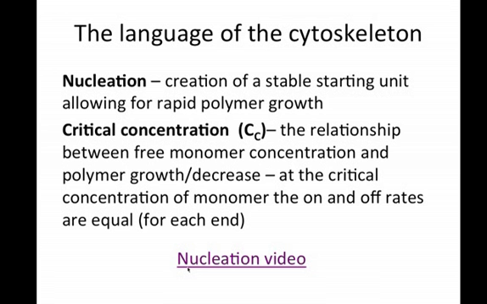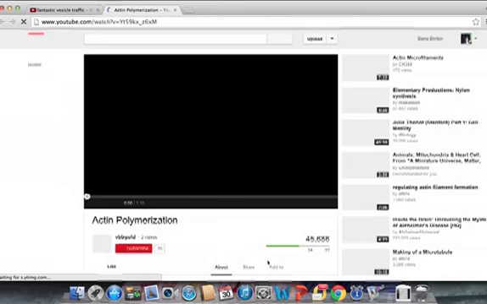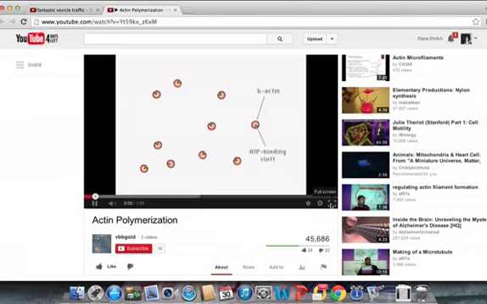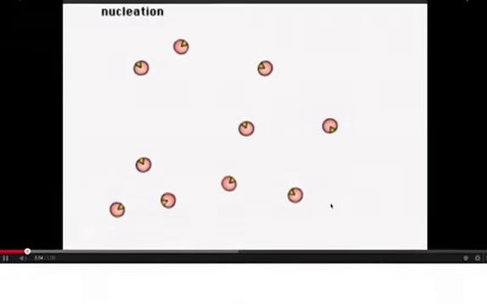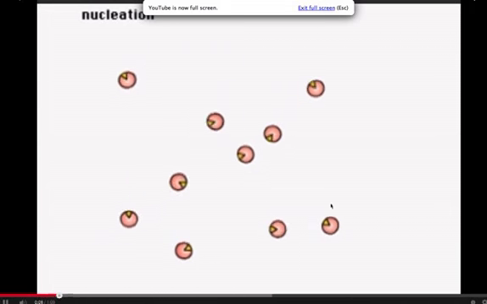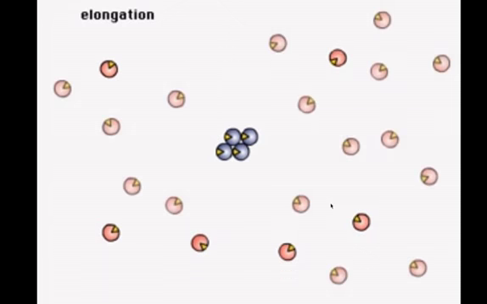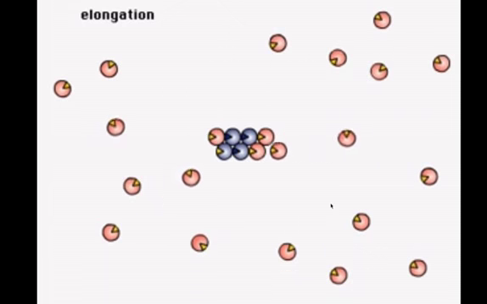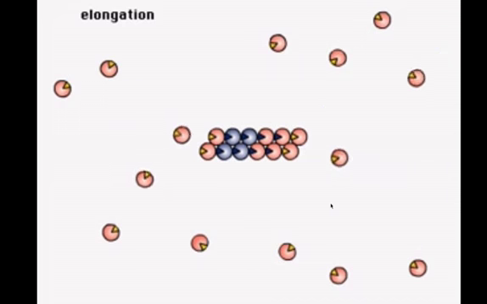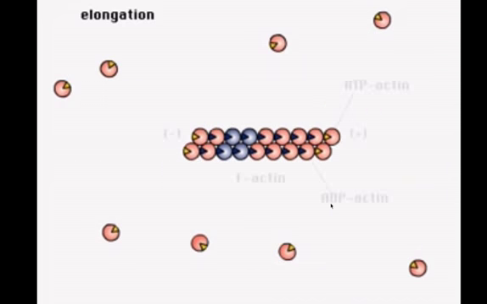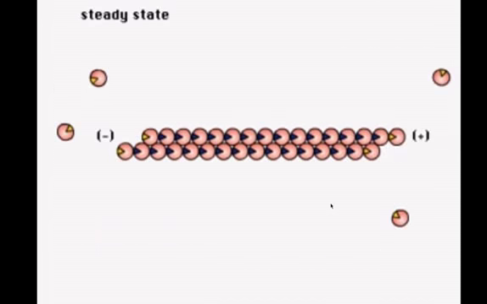Okay. Oh, I have a video for nucleation, because this often confuses people. Okay, so this is actin, your actin subunits, and when you get this stable nucleus, then you can start to have actin polymerization. And you notice you have your plus end and your minus end. Things are more apt to add at the plus end than at the minus end, and we'll go over that more.